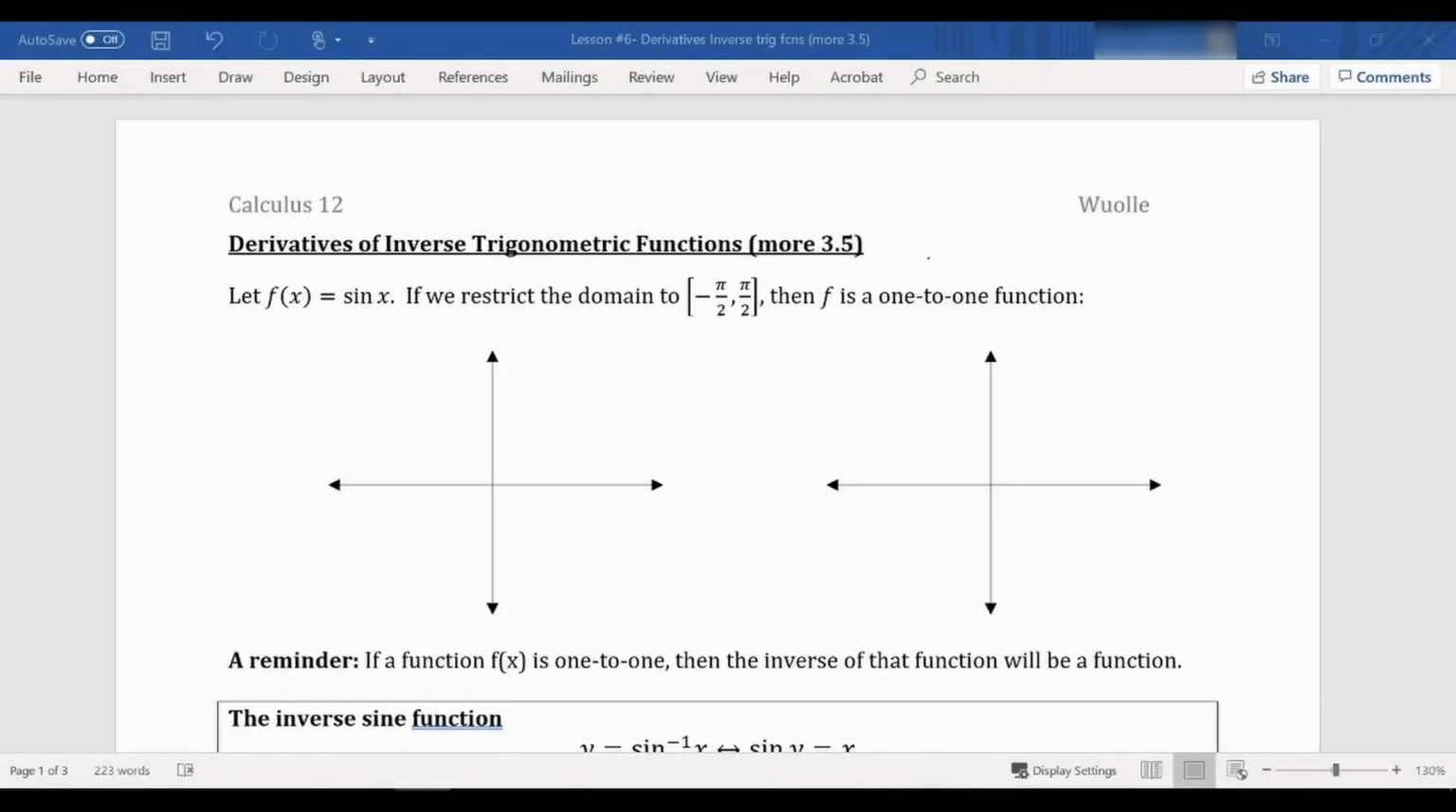Hello and welcome to lesson 6 of chapter 3, part 3, which is derivatives of inverse trig functions. Before we get to doing the actual derivatives, a couple of reminders about trig and about inverse functions.